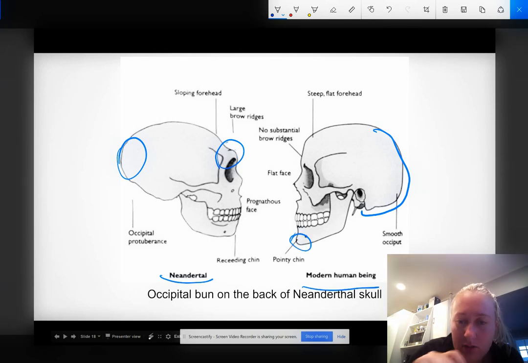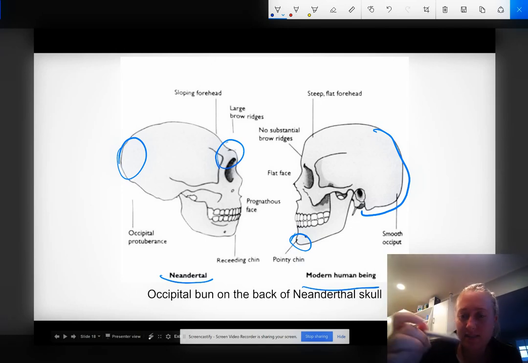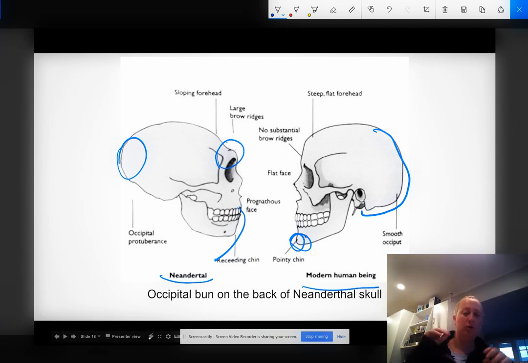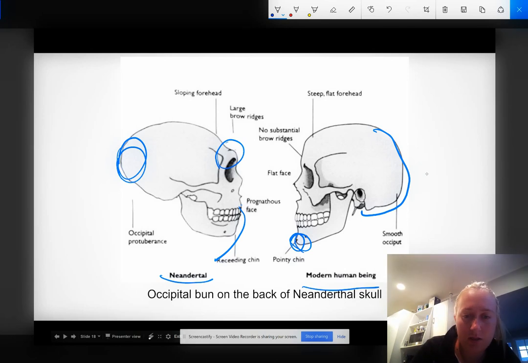We have a chin, some people more than others, but one of the real easy ways to see whether we're talking a modern human or something like a Neanderthal is that Neanderthals have a very flat chin. There's pretty much nothing there. We have a pointy chin. Okay. If you looked at a Neanderthal skull and a human skull, the main things you're going to look at are the brow ridge, this occipital bun at the back here, and whether they have a pointy chin or kind of a sloping, receding chin.